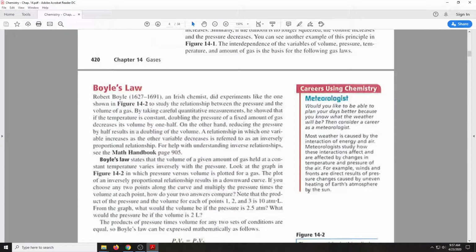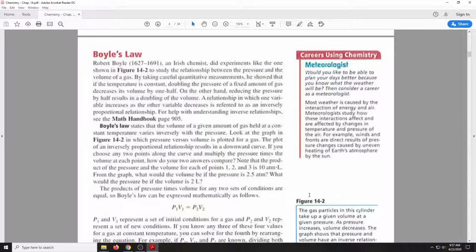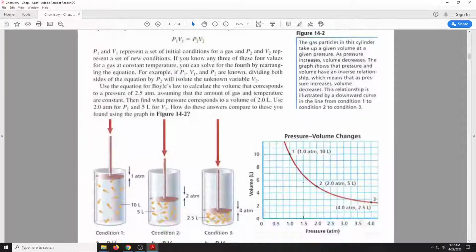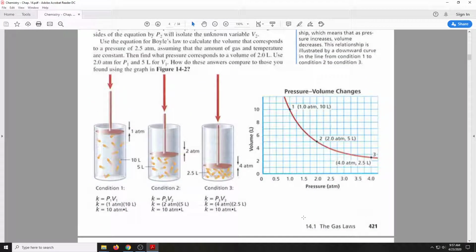So let's look at the first thing. We got Boyle's law. We're going to look at the picture here while I read from the book. Robert Boyle was an Irish chemist from 1627 to 1691. He did experiments shown like what you see up here, studying the relationship between pressure and volume of a gas. He did a bunch of measurements, and he found out that if he doubled the pressure, he cut the volume in half. On the other hand, if he reduced the pressure by half, it doubled the volume.